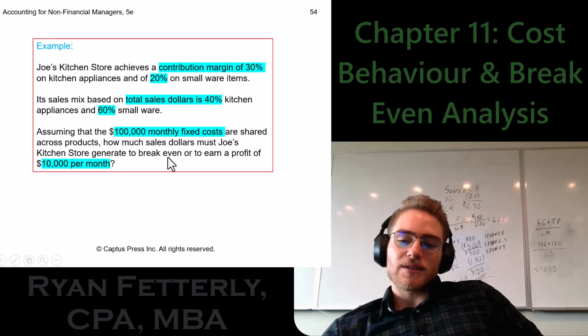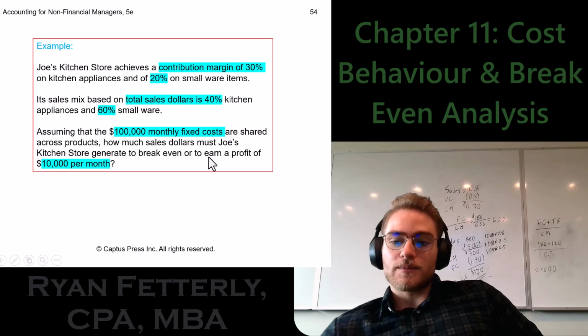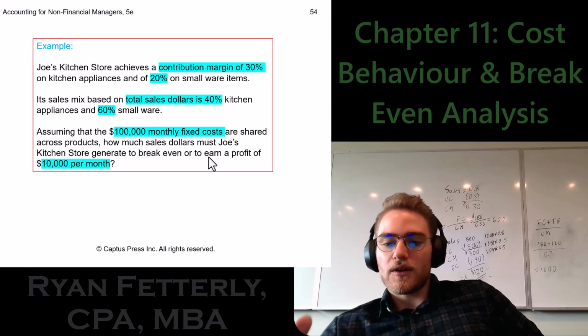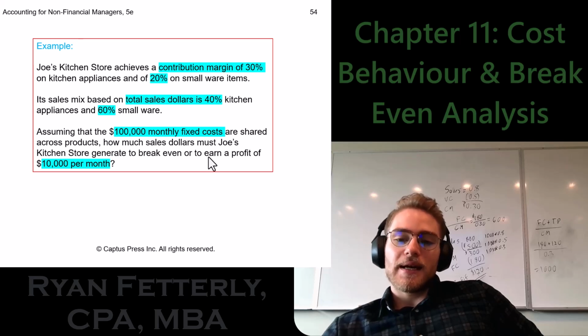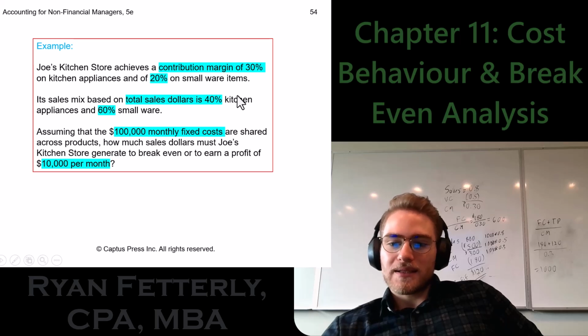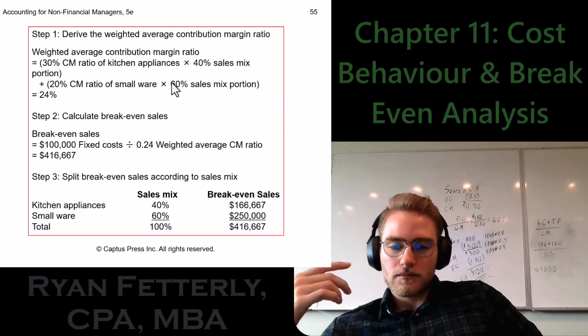Assuming that $100,000 in monthly fixed costs are shared across the products, how much sales dollars must Joe's Kitchen Store generate to break even or earn a profit of $10K per month? Okay, interesting. And so basically 40% kitchen appliances, and on those we earn a 30% contribution margin. Their sales are going to be 60% smallware, and on that 60% of sales we're going to basically earn a contribution margin of 20%. So we have to factor this into our analysis.